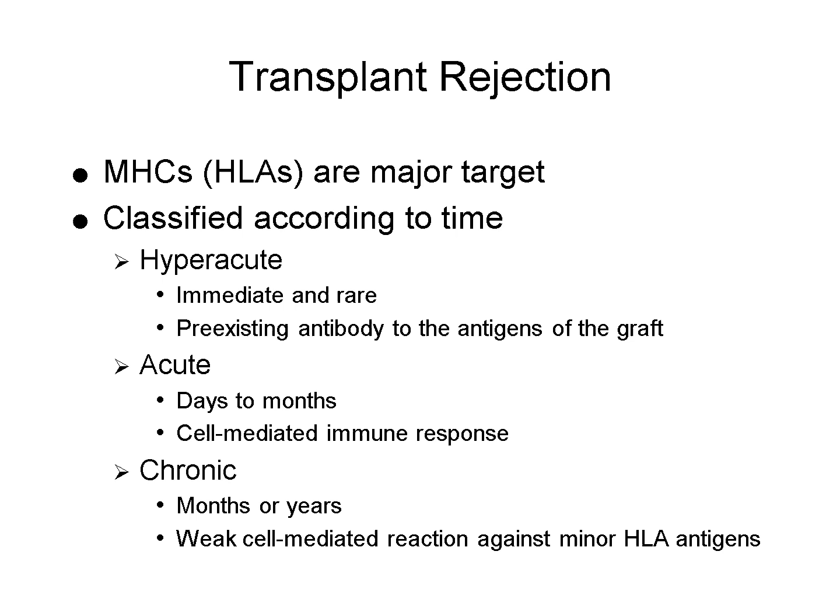In organ transplantation, the major targets of rejection are molecules called major histocompatibility complexes, or MHCs, also known as human leukocyte antigens. Rejection is classified based on timing. Hyperacute rejection happens almost immediately and is caused by pre-existing antibodies. Acute rejection occurs within days to months and involves a cell-mediated immune response. Chronic rejection takes months or years and is characterized by a slow, weak immune reaction against minor antigens.